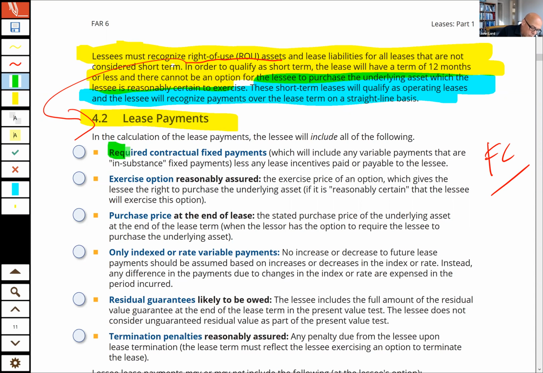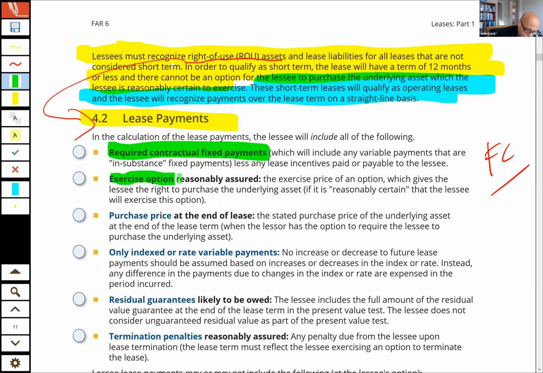Okay, required contractual fixed payments. Almost every question you look at is going to say these are the required payments that have to be made each year under the lease agreement. So you're going to pick those up. Okay, now what happens?